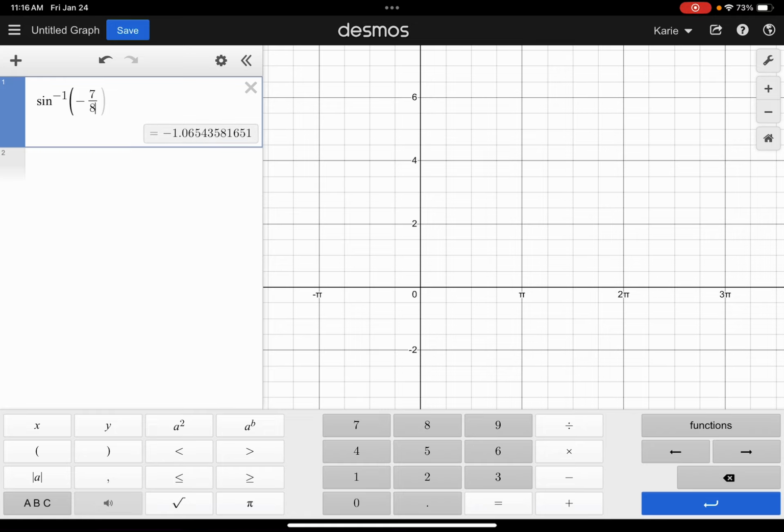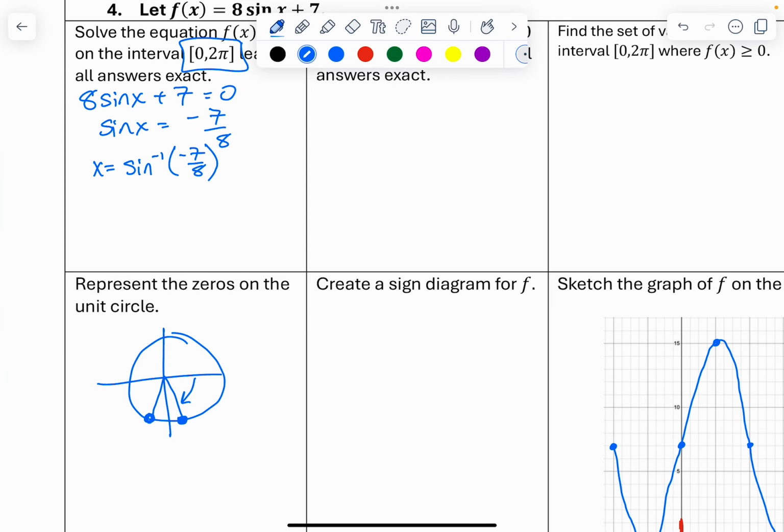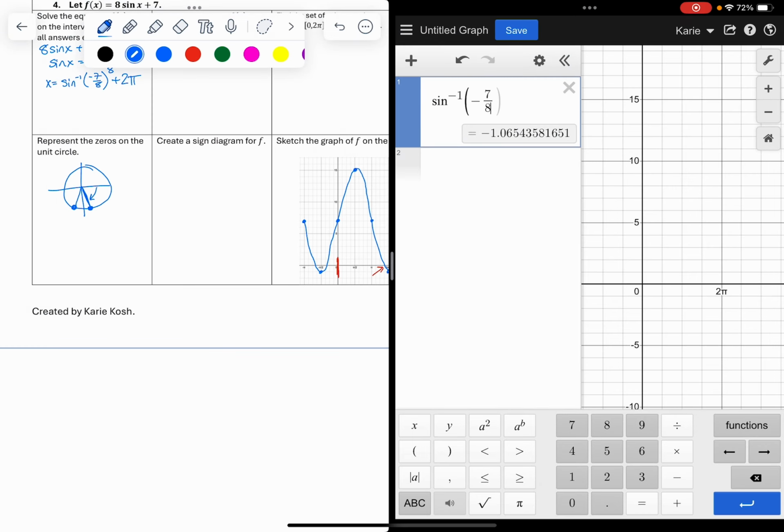But we wanted a number between 0 and 2 pi. So what do I have to do? Can I split my screen? I'm not very good at that. We have to, if we want something that's coterminal, if we have this negative value, add 2 pi. And now, when I come back here, close out parentheses, I can say plus 2 pi, and now my answer is between 0 and 2 pi, because 2 pi would be about 6.28, and that's smaller than that. Okay, so there's our first one.